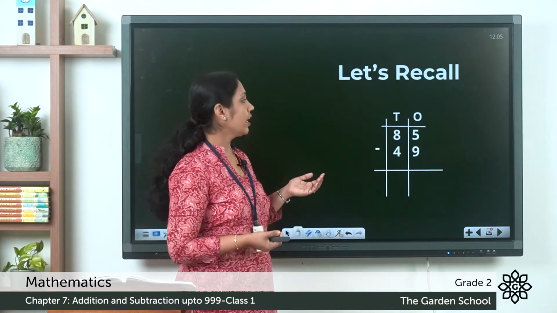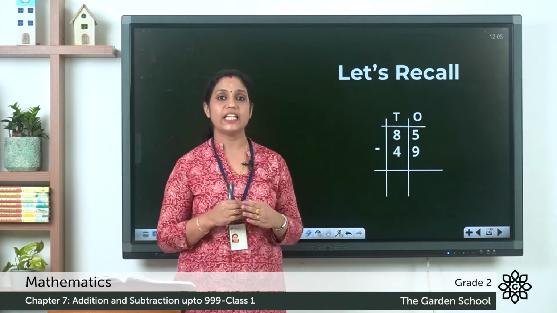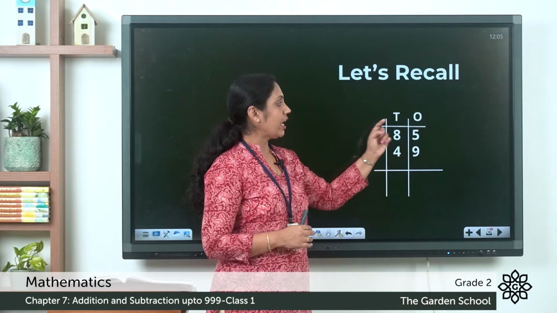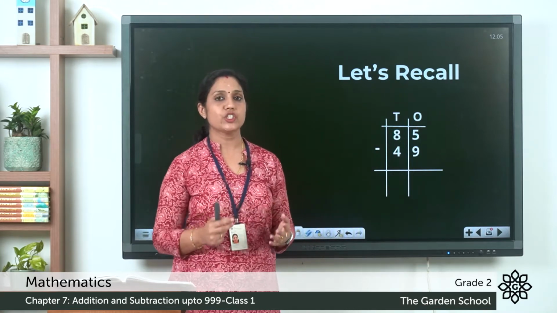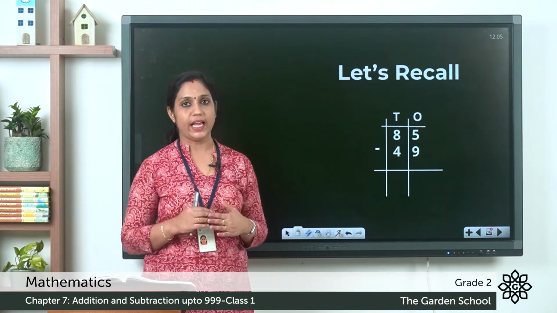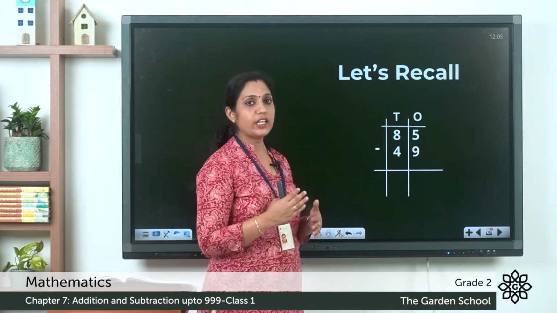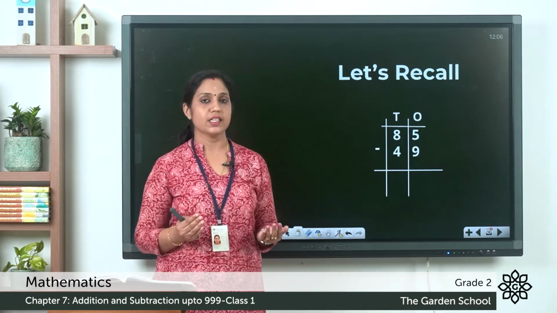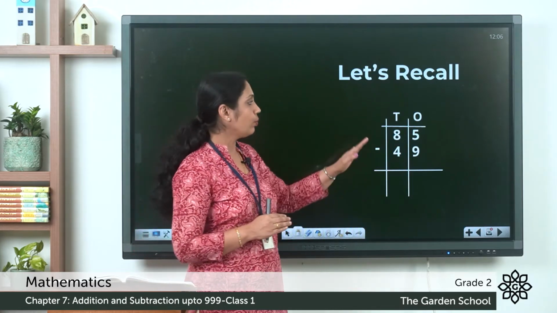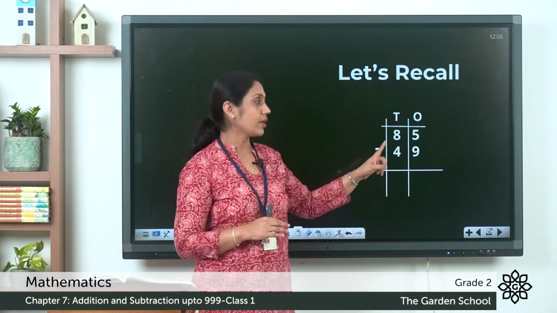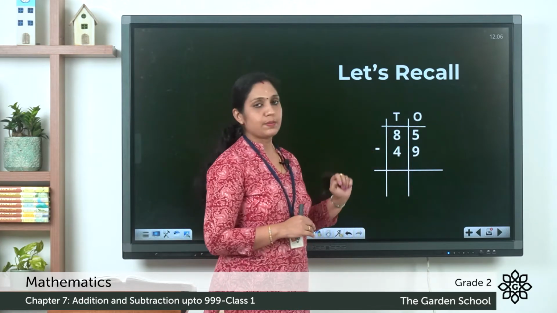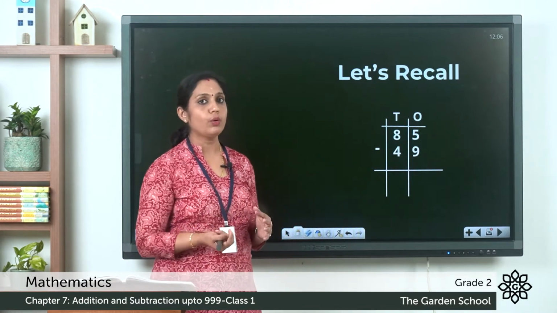Next numbers are 85 minus 49. We have to subtract from the ones place and we have 5 minus 9. Which number is greater, 5 or 9? 9 is greater, so we are not able to subtract 9 from 5. When you get a sum like this, what do we have to do? We have to borrow from the next place, that is from the tens place. Here in the tens place we have 8.